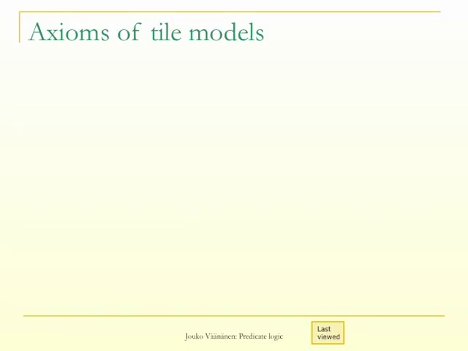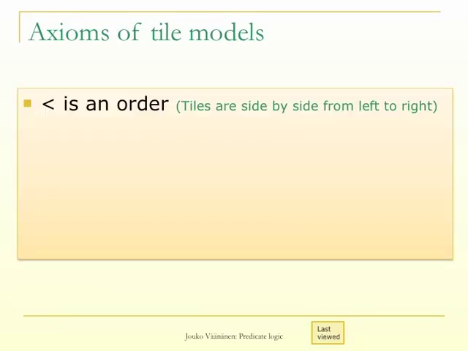Axioms of tile models. We have discussed many examples of tile models. To make derivations about tile models, we need axioms which describe what kind of structures the tile models are. Every tile model has order as part of the structure, but in addition we have the colors.